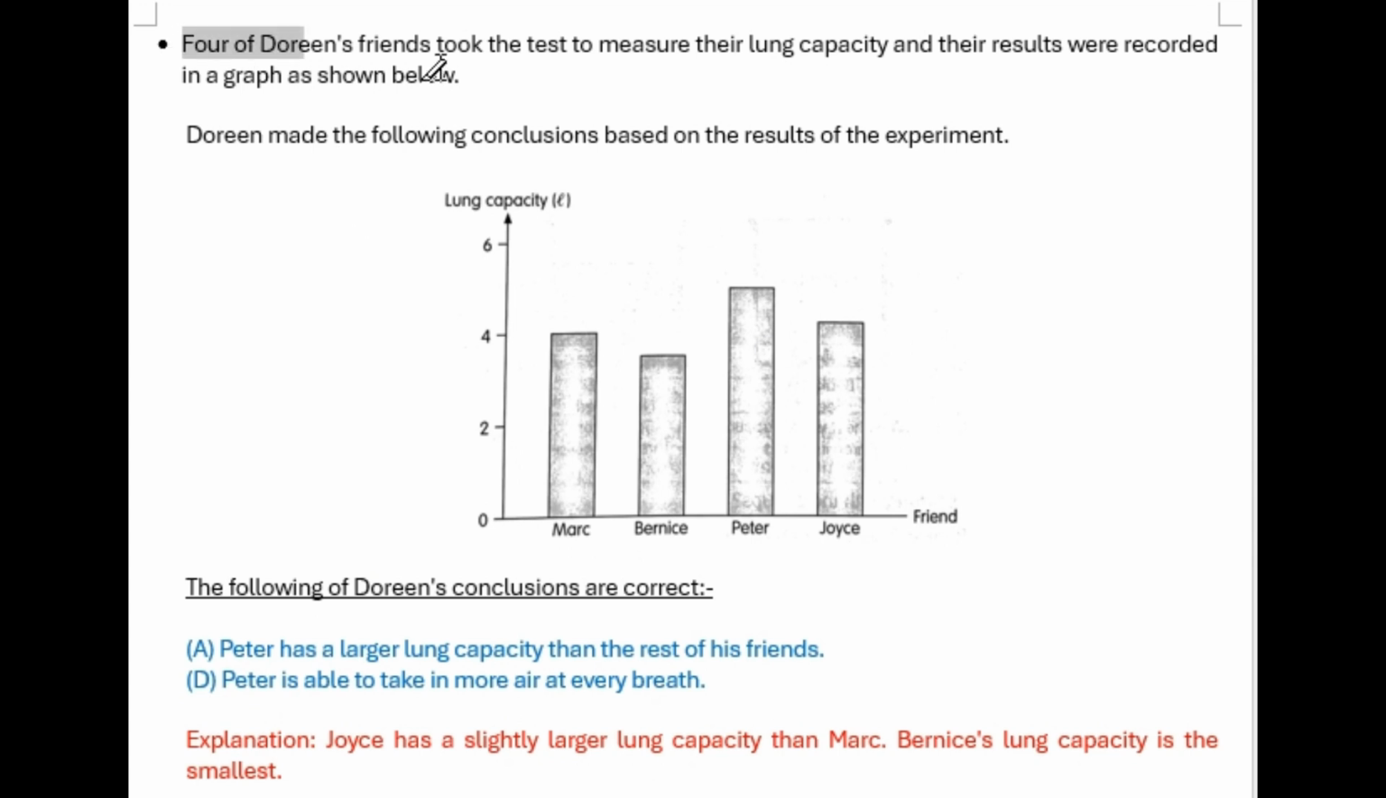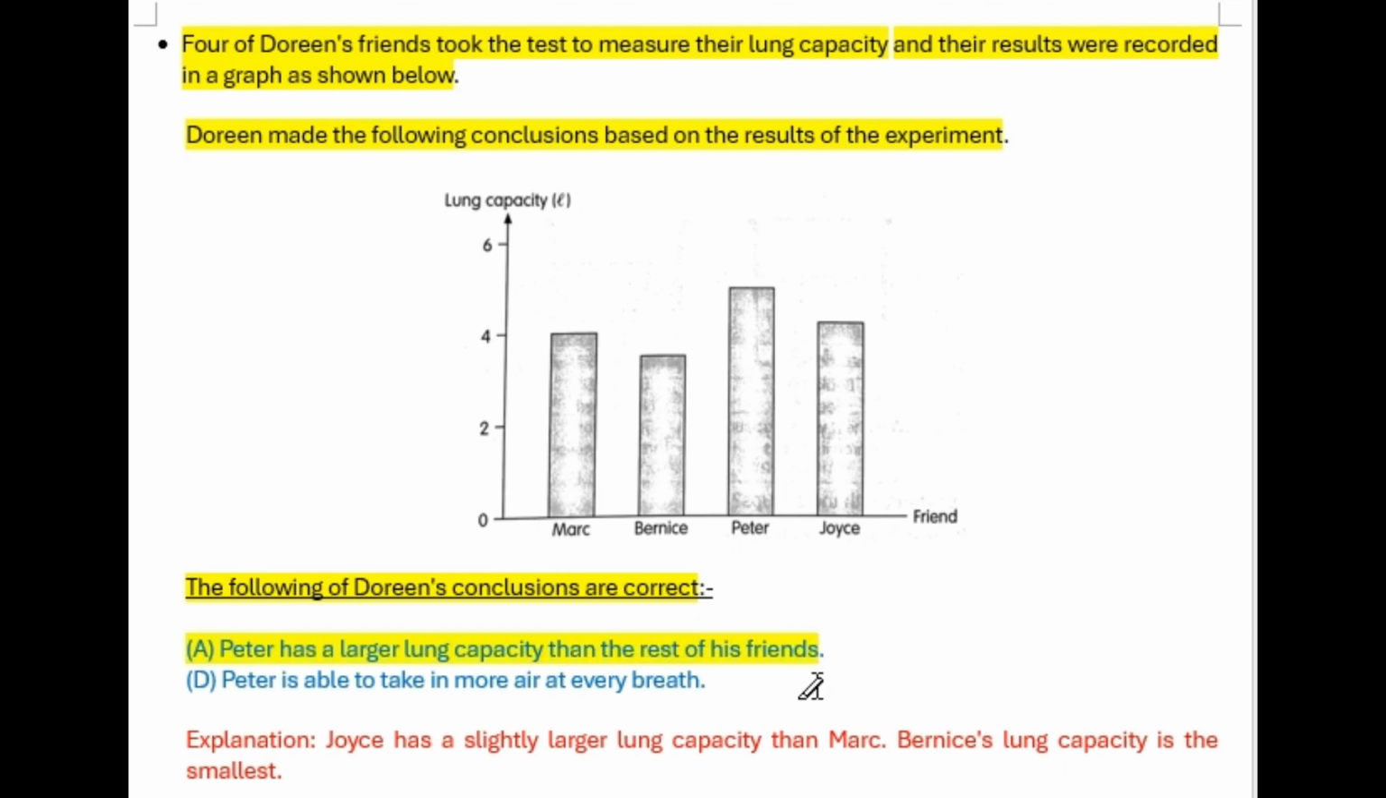4 of Doreen's friends took the test to measure their lung capacity, and their results were recorded in a graph as shown below. Doreen made the following conclusions based on the results of the experiment. The following of Doreen's conclusions are correct. Peter has a larger lung capacity than the rest of his friends. D. Peter is able to take in more air at every breath.